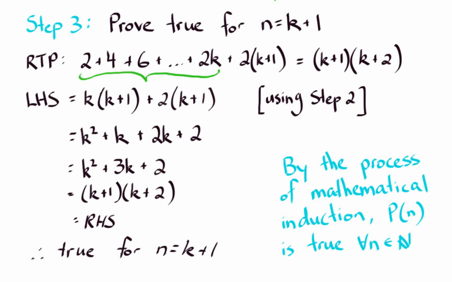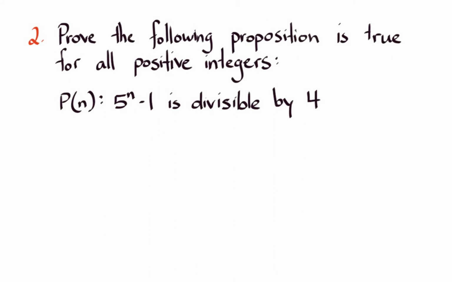Okay, example 2. This example is what's classed as a proof of divisibility question. So we need to prove the following proposition is true for all positive integers. The proposition is 5 to the power of n minus 1 is divisible by 4.